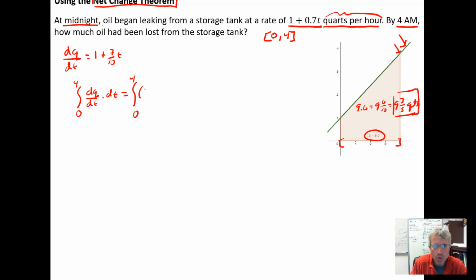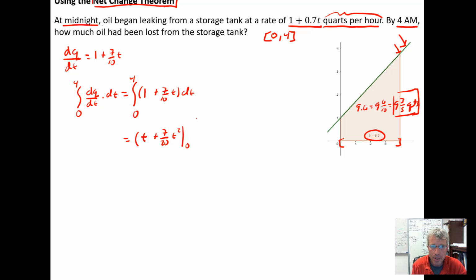My rate of change, dq/dt, is 1 plus 7/10 of a t. I'm multiplying the rate of change, dq/dt, times dt to get dq, the change in quarts. So we need an antiderivative. An antiderivative of 1 is t, plus an antiderivative of 7/10 t is going to be 7/20 t squared. So if you differentiated, the 2 would come down and reduce the 20 back to the 10. That's the check on work.